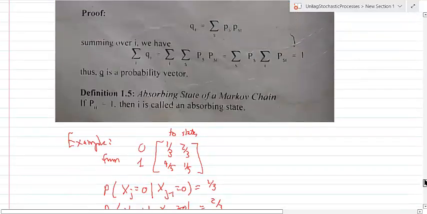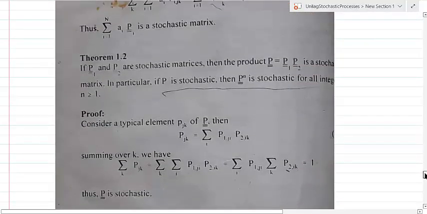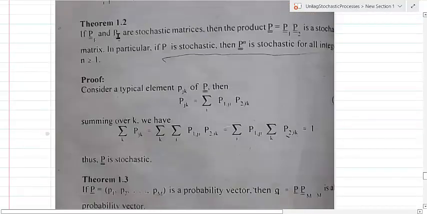All right, let's go back and see if we've got everything here. So that's the statement of theorem 1.2. If P1 and P2 are stochastic matrices, then the product is also a stochastic matrix. Now, in my example, I chose the two P's as equal, but the same reasoning holds whether or not the two transition matrices are equal. And I mentioned this, if P is stochastic, then you can do this product n times, and that will give you the n-step forward transition matrix.